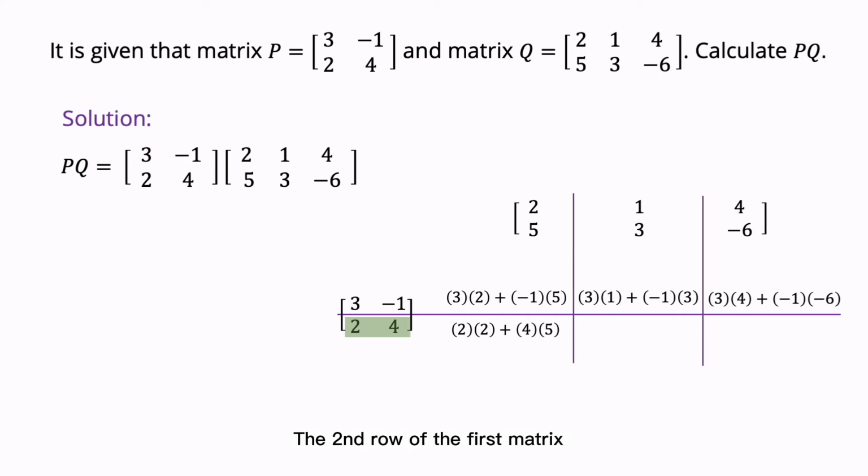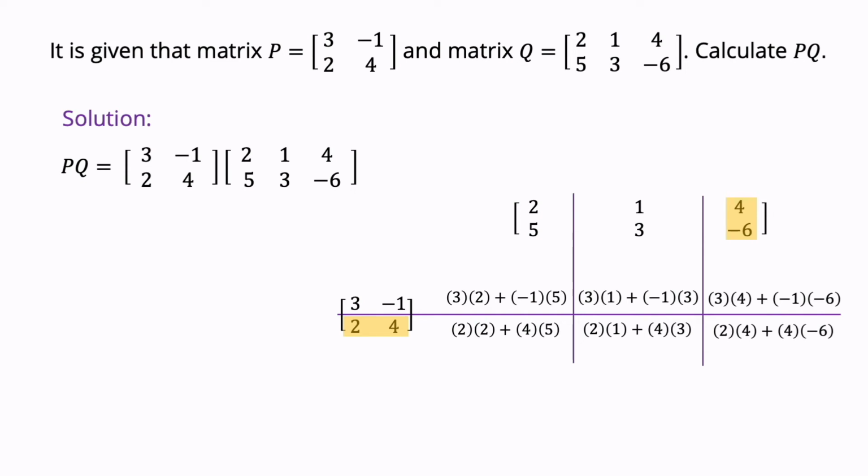The second row of the first matrix and the second column of the second matrix. 2 times 1 plus 4 times 3. The result is placed in position A22. Second row of the first matrix and the third column of the second matrix. 2 times 4 plus 4 times minus 6. The result is placed in position A23.